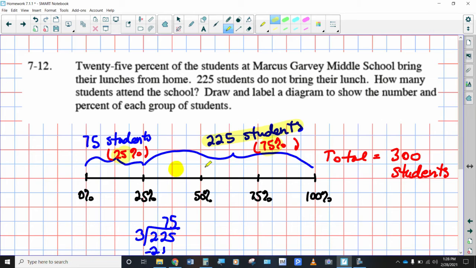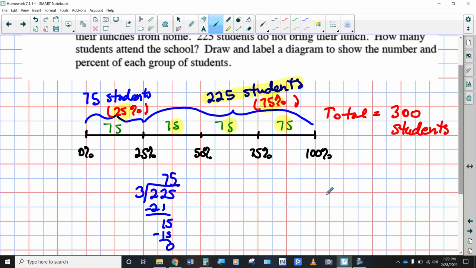So if you take this and you break it up into 3 equal parts, that would represent on the number line 75%, and then each one of those will be 25%, because 25, 50, 75. So you take that, divide it by 3, and you get 75. So that means that this is 75, this is 75, this is 75, and this is 75 for a grand total of 300 students. That's using the diagram. I find that to be a little bit confusing. I would prefer to do this.